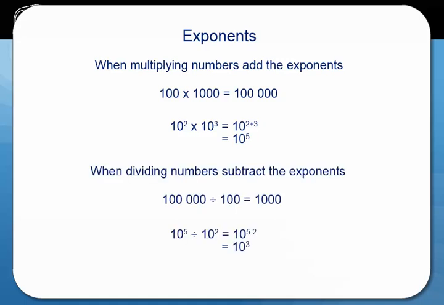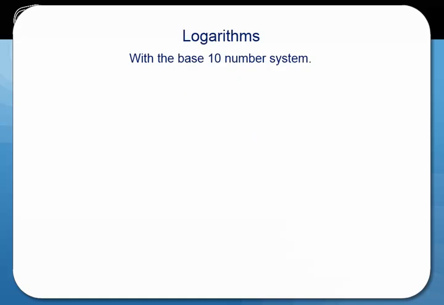When you divide numbers, you subtract the exponent. To divide 100,000 by 100, subtract 2 from 5 and the result is 10 cubed. With the base 10 numbering system, 10 to the power of 0 is 1, and 10 to the power of 1 is 10.